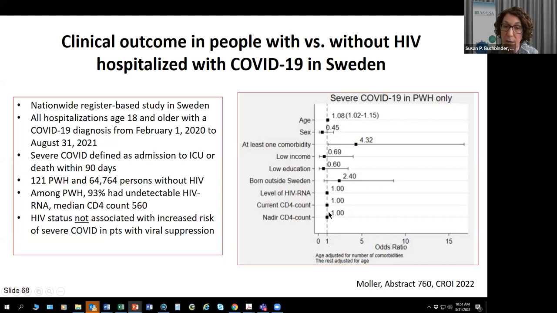So you can see here that HIV status was not associated with an increased risk of severe COVID. The hazard, relative hazard or odds ratio was actually one. Unlike, for instance, people who had at least one comorbidity that had a fourfold increase in likelihood of developing severe COVID, meaning an admission to the ICU or death. So what that suggests is that HIV status is not associated with an increased risk of severe COVID, but that's true for patients with viral suppression. It may not hold for other populations of people living with HIV who are not well controlled.